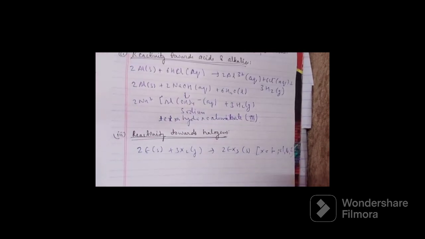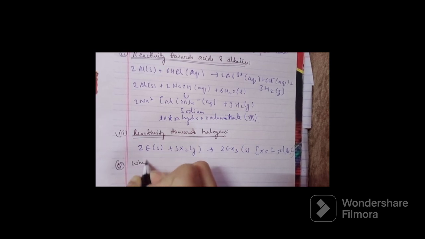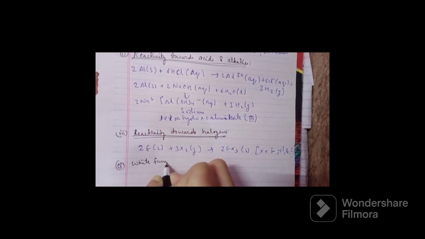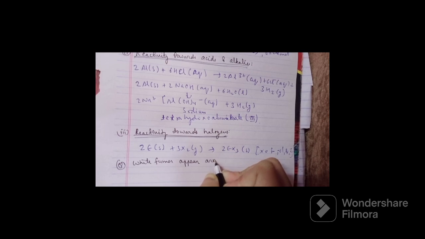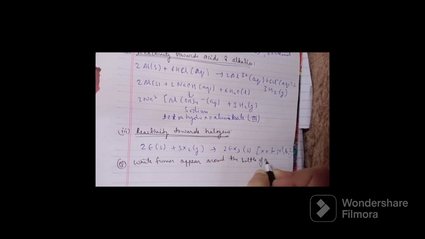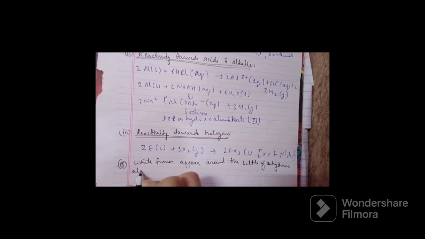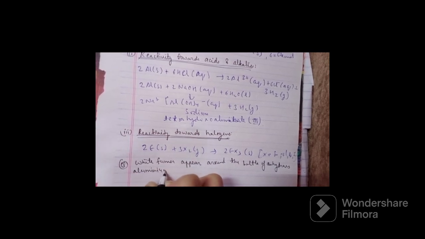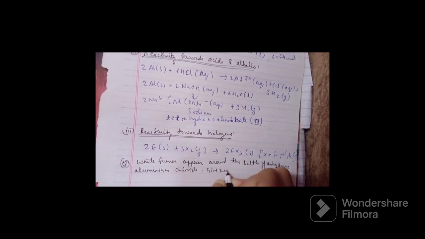So the question we have is: white fumes appear around the bottle of anhydrous aluminum chloride. Give reason, please. So let's get started.